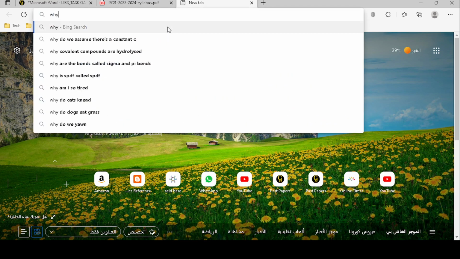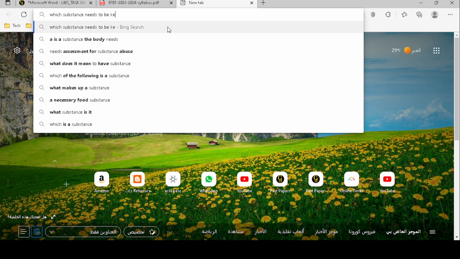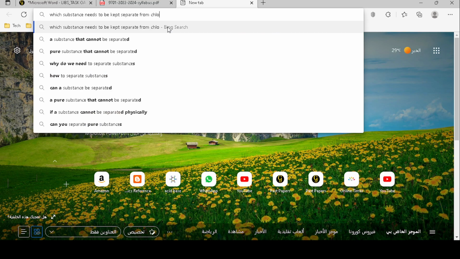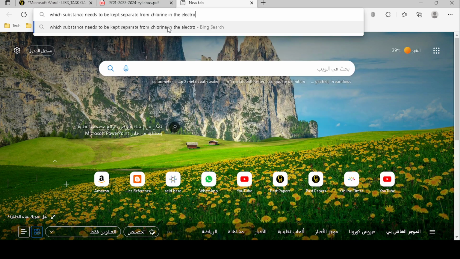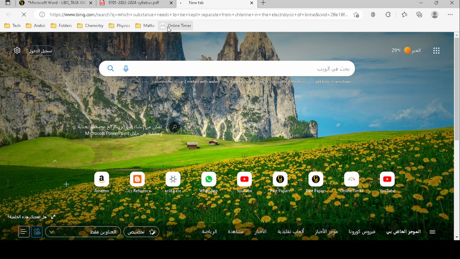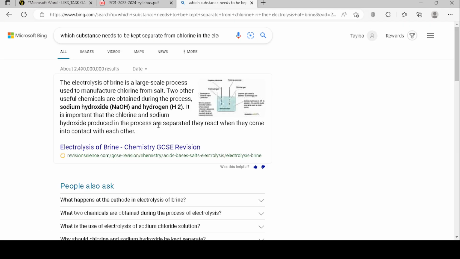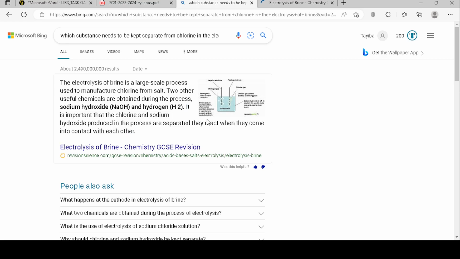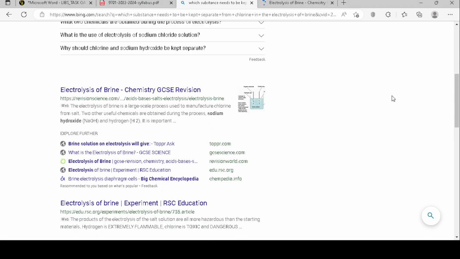So, which substance needs to be kept separate from chlorine in the electrolysis of brine? See, over here they're saying that it is important that the chlorine and sodium hydroxide produced in the process are separated, because they will react when they come into contact with each other. So it's important to separate them.